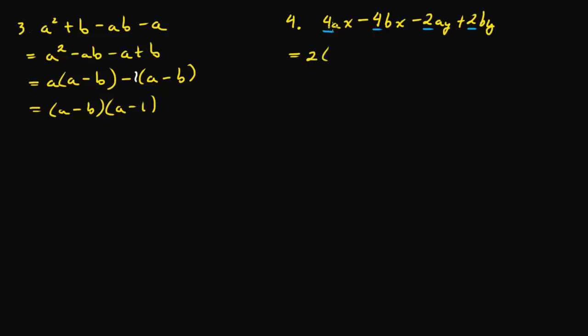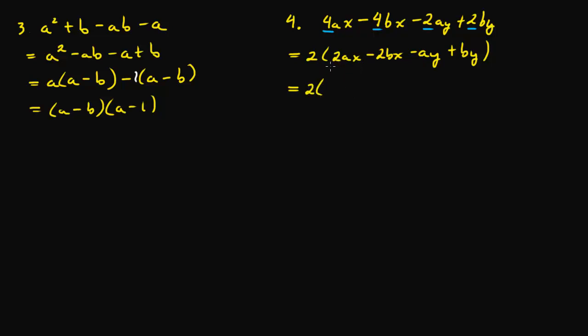If you divide 4ax by 2, you get 2ax. -4bx divided by 2 is minus 2bx. Minus 2ay divided by 2 is minus ay. And positive 2by divided by 2 is positive by. So next, let's try to implement a grouping strategy because we have 4 terms here.